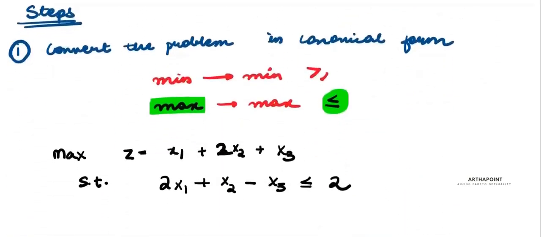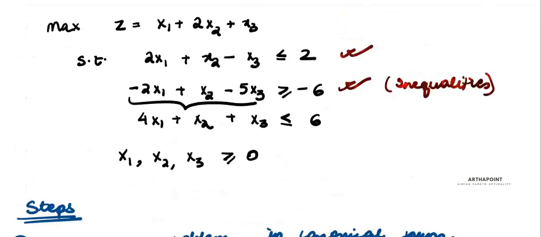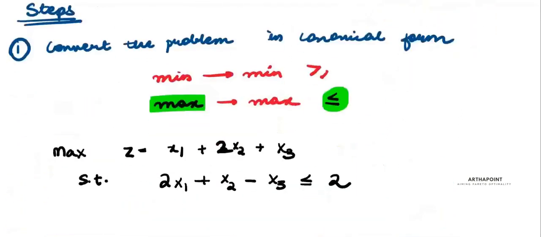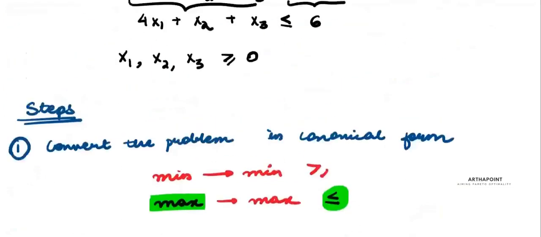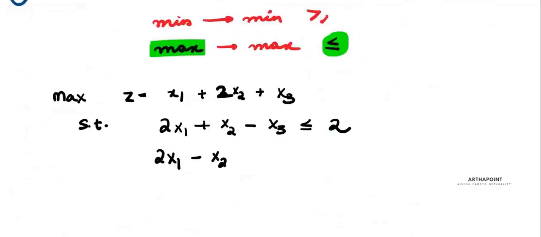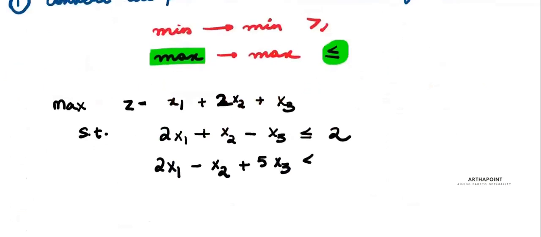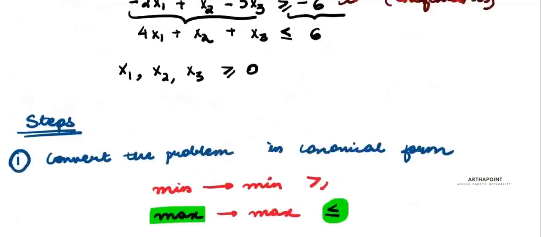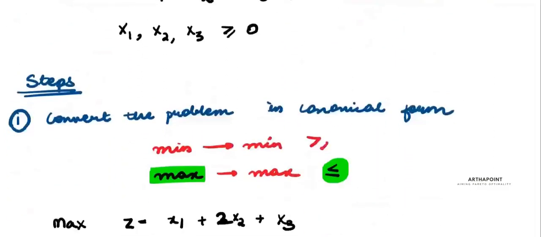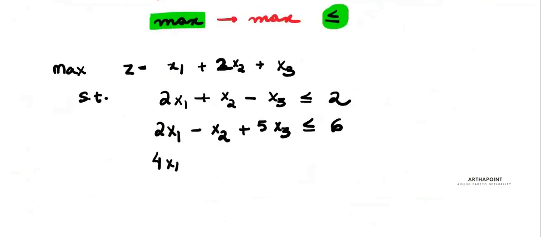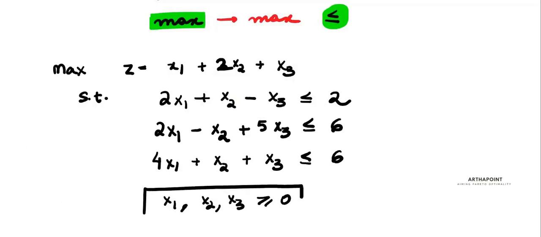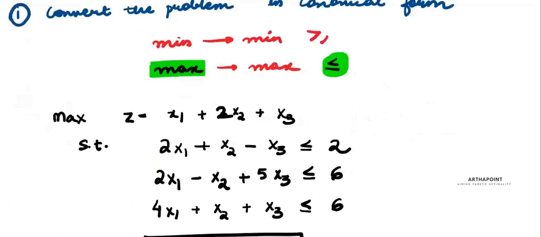If I multiply my equation with -1 on both sides, it becomes 2x1 - x2 + 5x3 ≤ 6. Since the third constraint is already in the right format, I will write it as it is: 4x1 + x2 + x3 ≤ 6, and x1, x2, x3 ≥ 0. So we have converted the entire problem into canonical form.